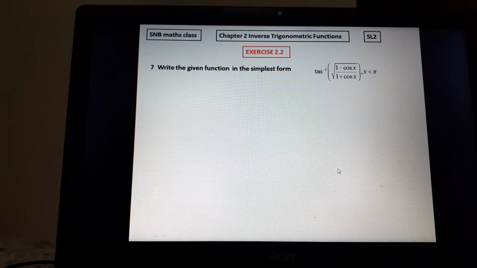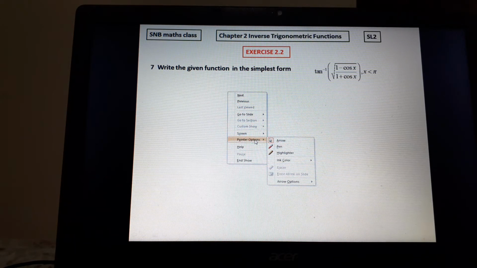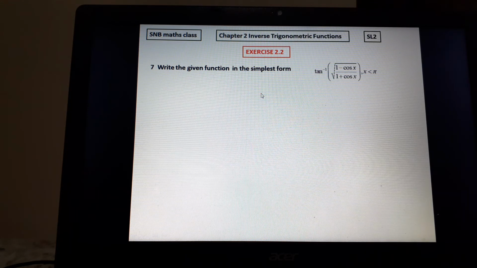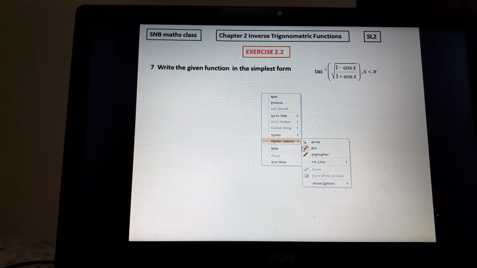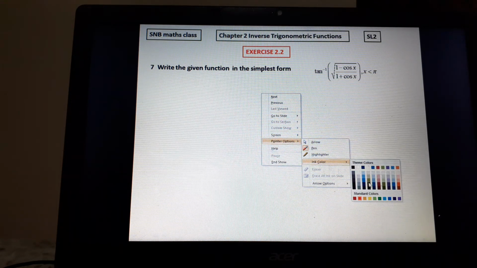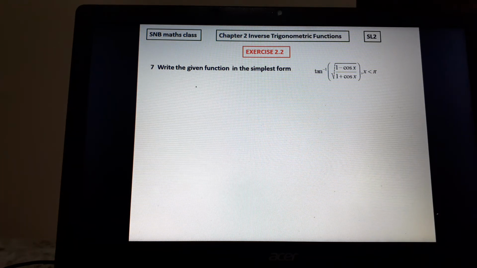We are solving the problems of exercise 2.2. Sixth question we have completed in the last lesson. Let us take the next question, that is the seventh one, that is writing the given expression in the simplest form. So this is the type of question we are solving.